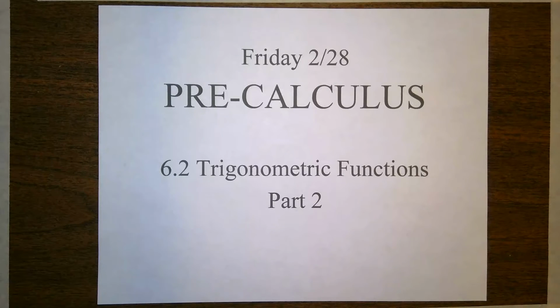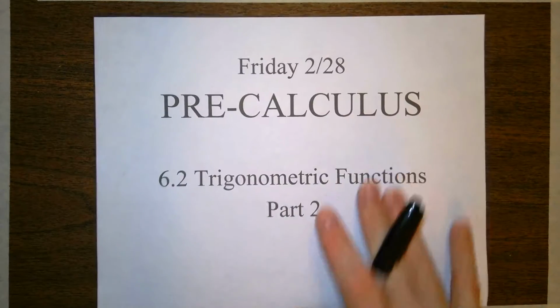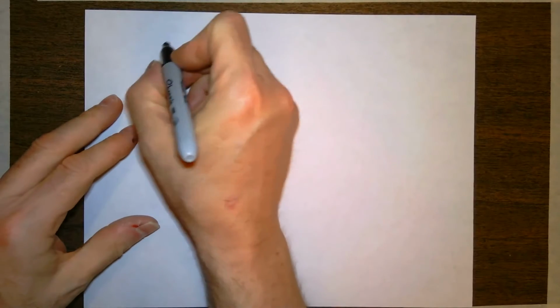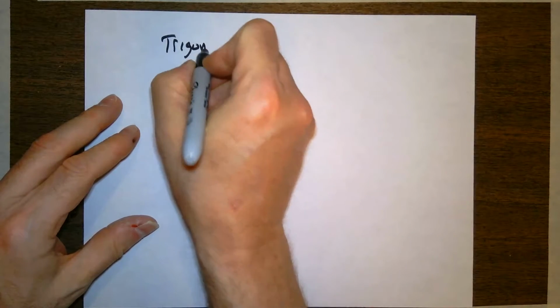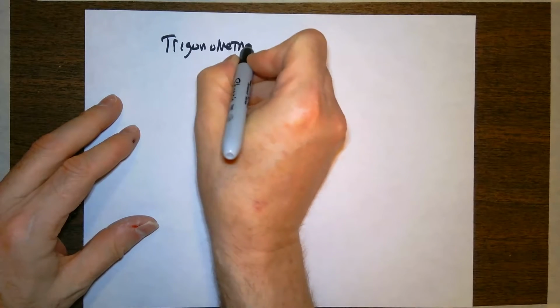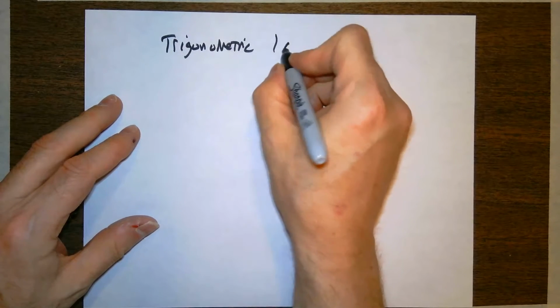All right, welcome back. The next topic deals with something called trigonometric identities. These are like formulas involving the trigonometric ratios. So let's take a look at the different identities and what we can do with them. Trigonometric identities.